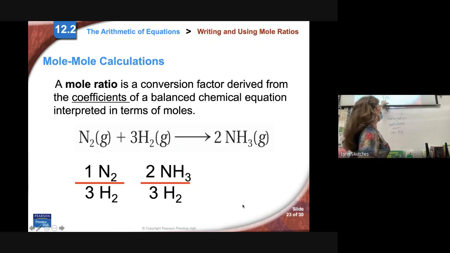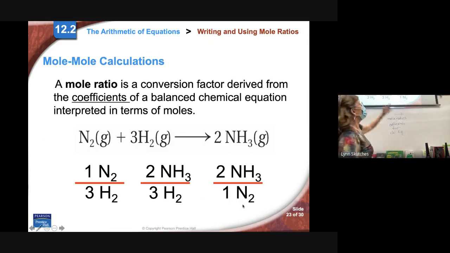2 ammonias per every 3 hydrogens. Again, you can say, I'm going to make 2/3 the number of hydrogen atoms I will make into ammonia. Actually, not hydrogen atoms, hydrogen molecules into ammonia molecules. Another proportion we can pull out of this is 2 ammonias formed for every 1 nitrogen. I will make twice as many ammonia molecules as I have nitrogen molecules available.